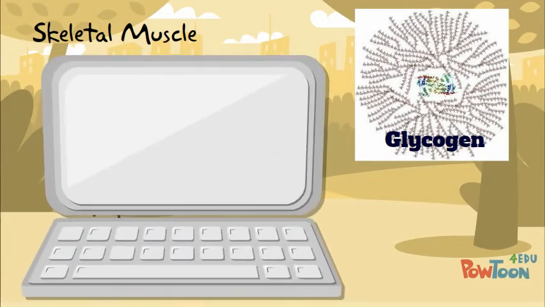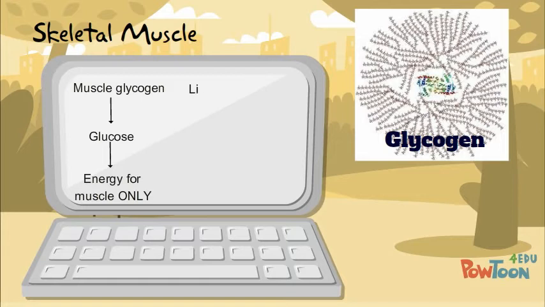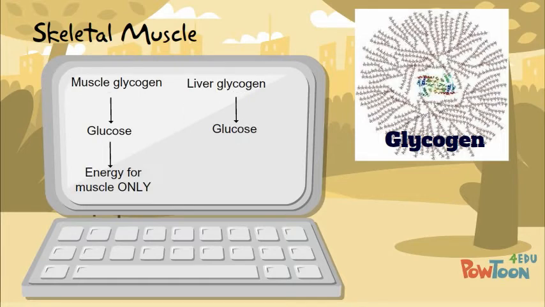Glucose stored as muscle glycogen can only be used for energy by that specific muscle, whereas liver glycogen can be released as glucose into the blood to fuel any cells in the body.